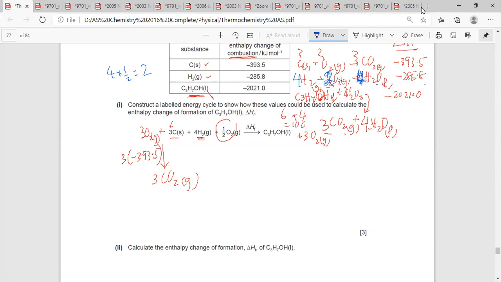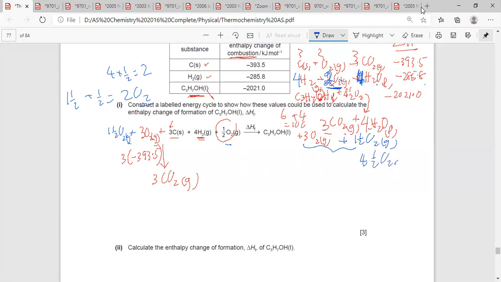So if it's already half here, I need how much? A bit confused here. I need 2 here, so I must plus 1.5 O2, because 1.5 plus half is equal to 2 O2. So I must start here with 1.5 O2 gas. So a total of here how much?